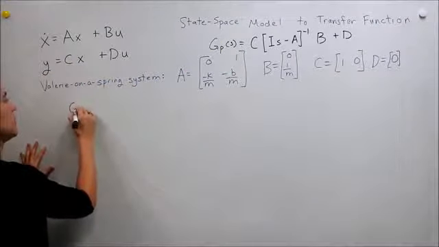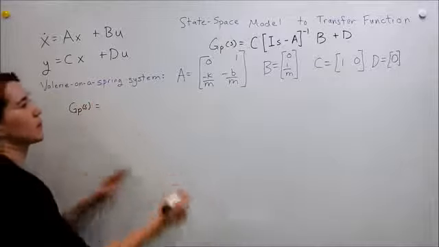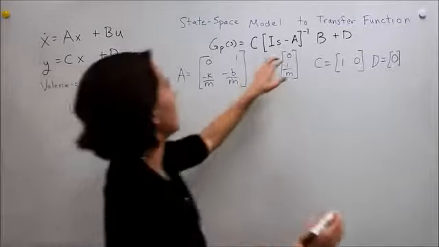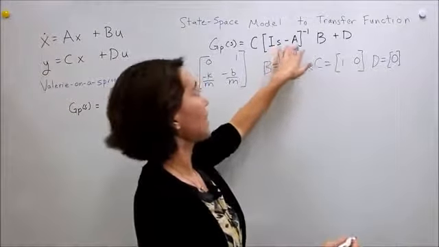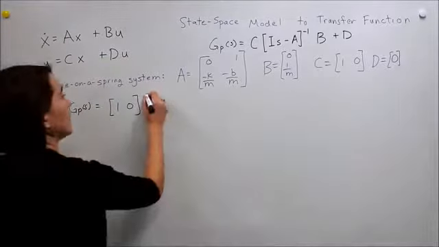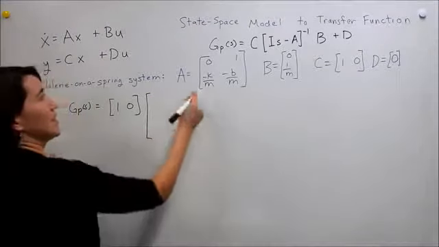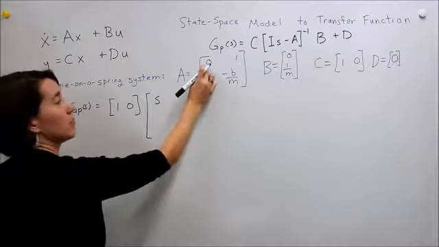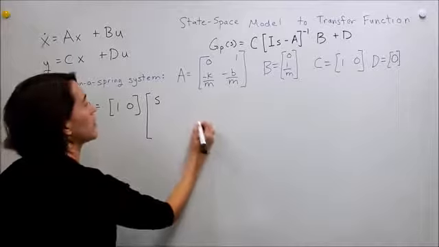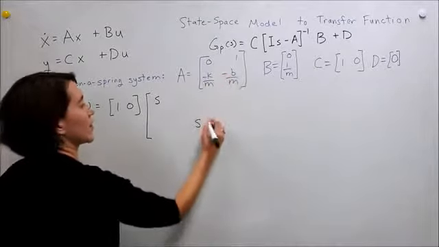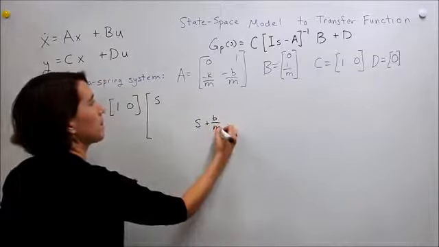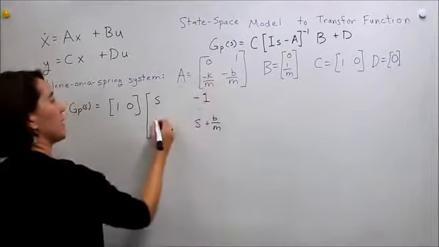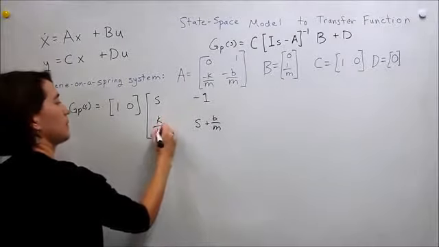So GP of S is going to be equal to C = [1, 0], and then the identity times S minus A, and we're going to take the inverse of that. So we'll start by just writing this out. So it would be S minus 0, and here the lower bottom right would be S minus this value, so plus B over M. And then here we would just get a negative 1 here, and then a positive K over M here.